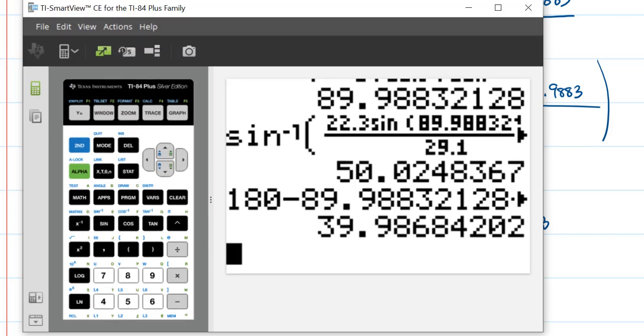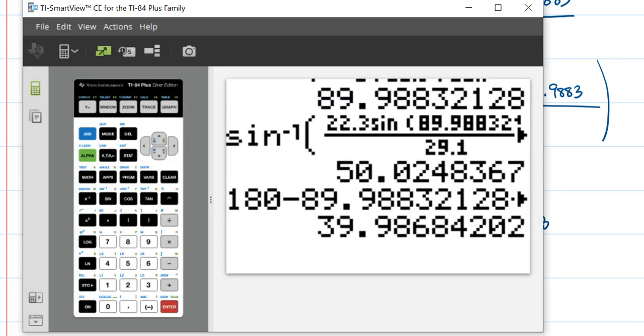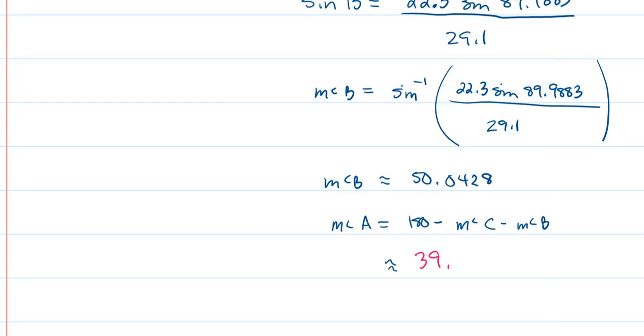39.9868. So we'll go ahead and write that guy in. So that's about 39 point, what did we have for that? 9868. All right, awesome. So 39.9868. That's going to be the value of angle A, about.